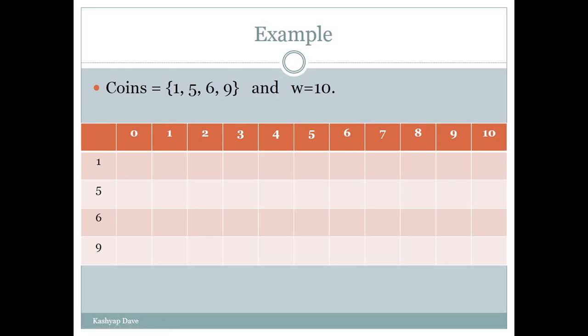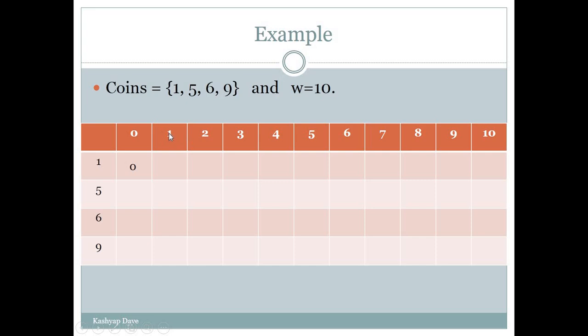Here something is different from our previous problem. In our previous problem, in this table we were writing the number of ways in which we can make this amount, but in this table we will put the minimum number of coins with which we can make this amount. So for making 0 amount, how many coins are needed? For 0 amount, 0 coins are needed.